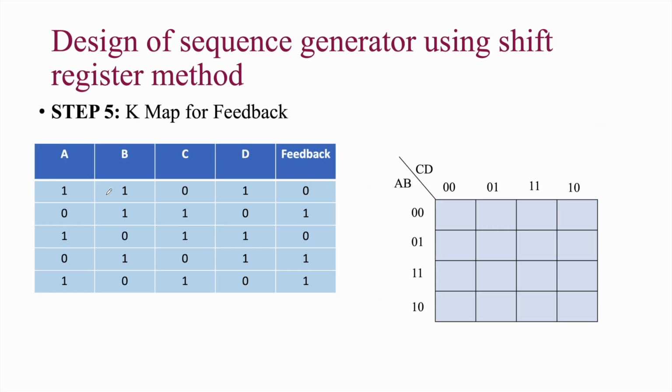So it is AB is 1, 1, CD is 0, 1. At this location, the feedback signal is 0. 0, 1, 1, 0, it is 1. 1, 0, 1, 1, it is 0. 0, 1, 0, 1, it is 1. 1, 0, 1, 0, it is 1. So in rest all states we are marking a don't care.